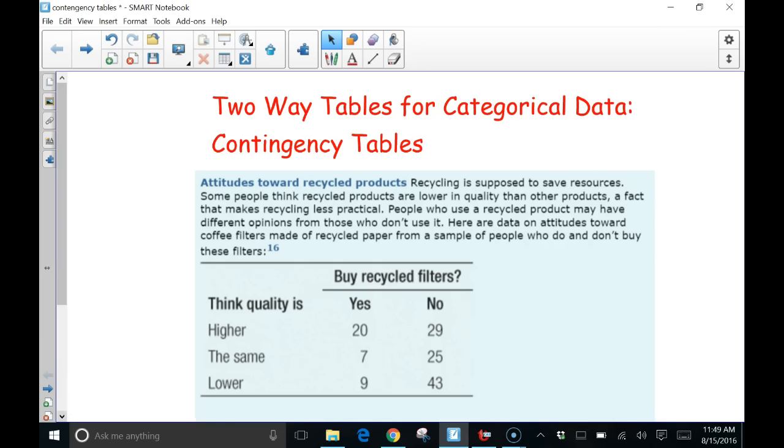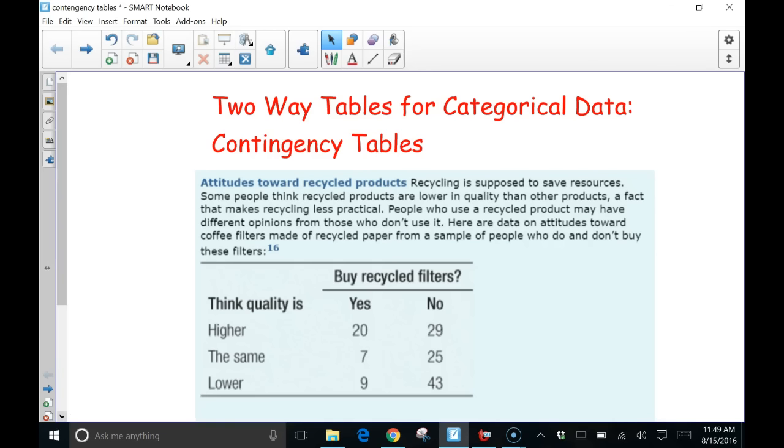Now, with categorical data, there's not a lot we can do with it. For example, we can't take a blue-eyed person and a brown-eyed person and average their eye color and get something meaningful. The only thing we can do is count them and turn them into proportions and then specific types of graphs, like pie graphs and bar graphs.